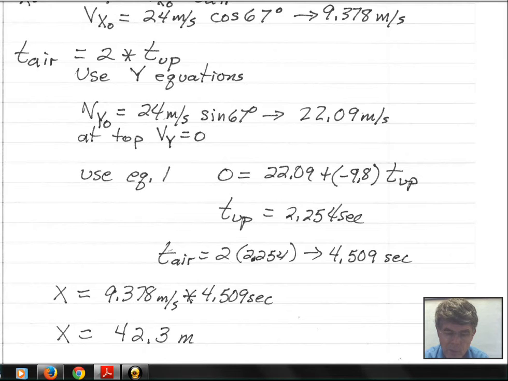So we were asked to calculate the range. The range involves the x velocity component multiplied by time in the air. The x velocity component was found by using a right triangle and finding the component of the initial velocity in the x direction. That's how the cosine was brought in. We have that x component, and then the y motion provides the time to go to the top of the motion. We double that and we find the time in the air.